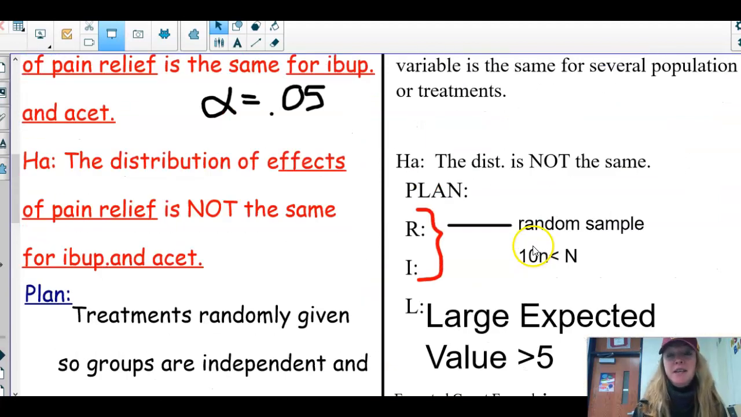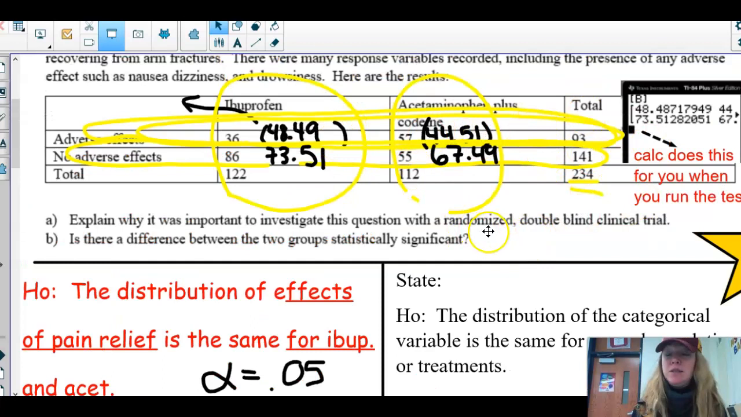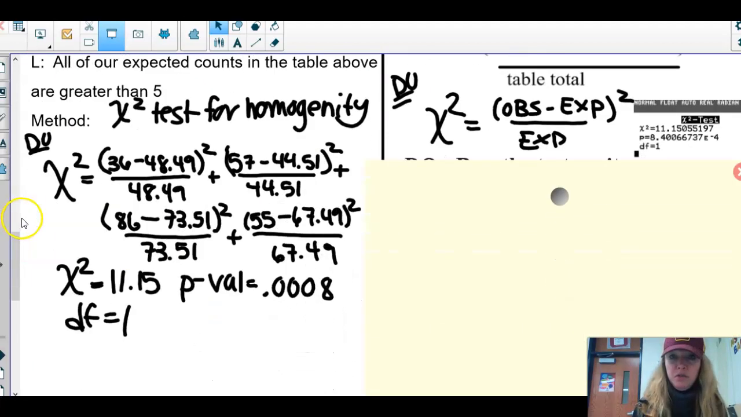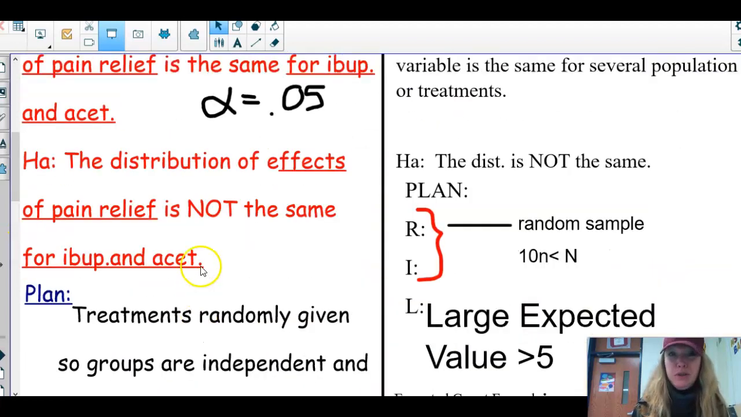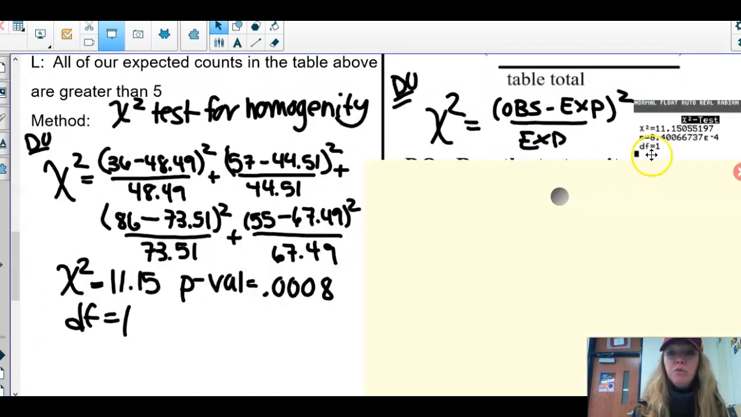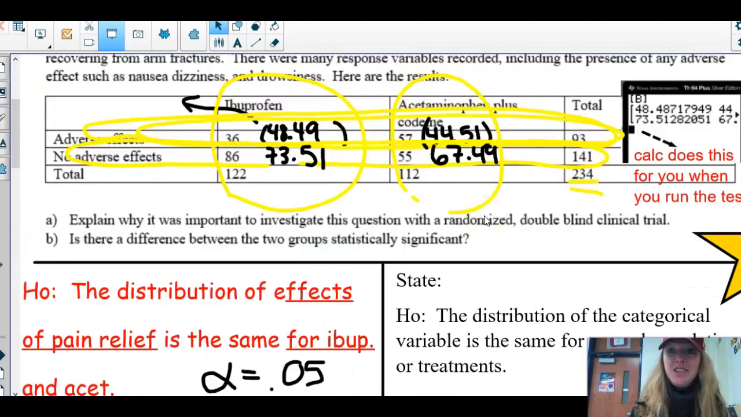If it was me on a test, I would not calculate the expected counts by hand. We only did this because it will be a multiple choice question on the test. You need to know how to do it. Instead, if I had to do this, I would do my state, I would do my plan, and then for the do, I would put all of my observed, right, into matrix A, like we just did. I would run the chi-square test and get my chi-squared, my p-value, my degrees of freedom. Then I would go to my matrix editor like we just did and get all of my expected values by hitting enter on matrix B.